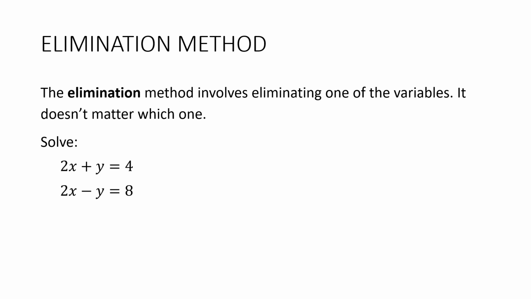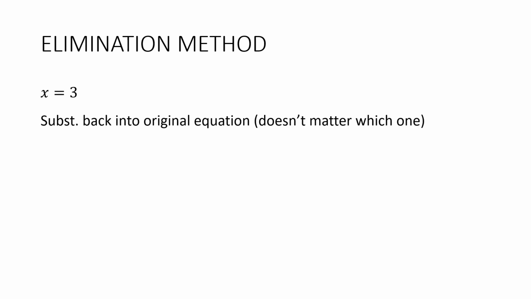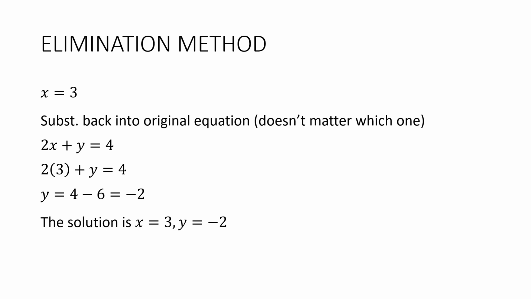Now, because adding is always easier than subtracting, let's add them together. So 2x plus 2x is 4x, y plus -y is 0, 4 plus 8 is 12. And solving, x must be equal to 3. Now we're not finished, we need to also find out what the y value is, so we need to substitute back into one of the original equations, and it doesn't matter which one. So we'll just choose the first one, 2x plus y is equal to 4. Substituting in, we get 2 times 3 plus y is equal to 4. Y must be equal to 4 take away 6, which is -2. And so the solution is x equals 3, y equals -2.